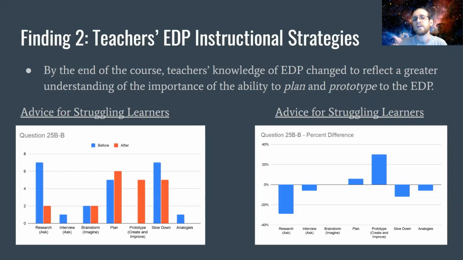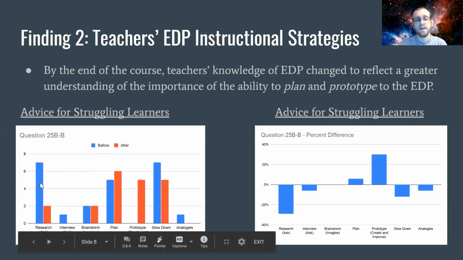So now we're thinking, we see this and we know they skipped some steps. What are you going to do now? What are your teaching strategies? Again, the blue represents what teachers were saying at the beginning of the course. The red represents what they were saying at the end. And then over here, this is the same type of percent difference graph.